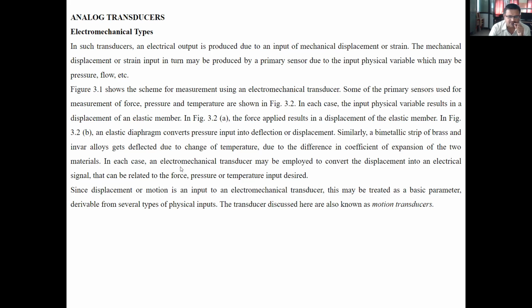In each case, an electromechanical transducer may be employed to convert the displacement into an electrical signal that can be related to the force, pressure, or temperature input desired. Since displacement or motion is an input to an electromechanical transducer, this may be treated as a basic parameter derivable from several types of physical inputs. The transducers discussed here are also known as motion transducers.